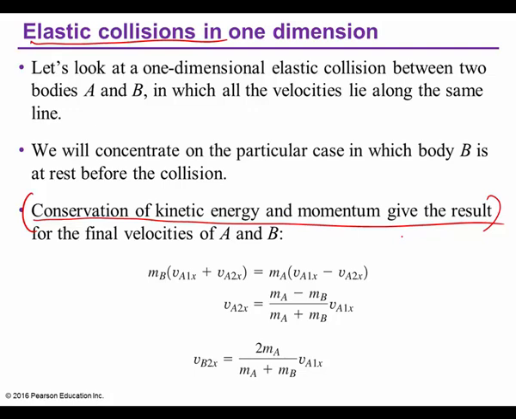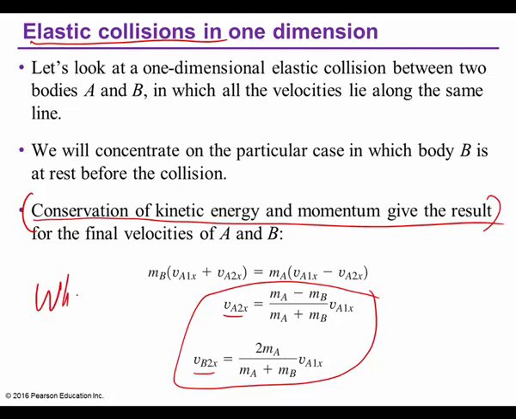Now this is very important. Notice these two equations right here. Basically, what are these equations? Well, they're derived equations. If you want to find the final velocity of A and the final velocity of B, there are your equations, but these equations have a stipulation.